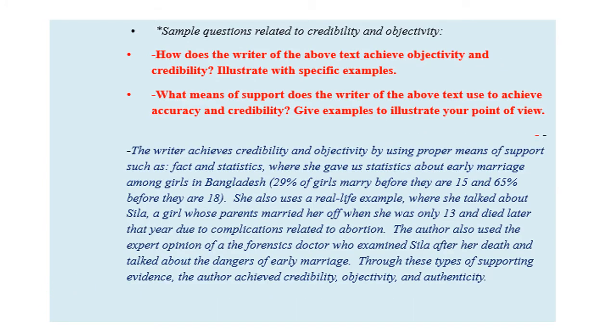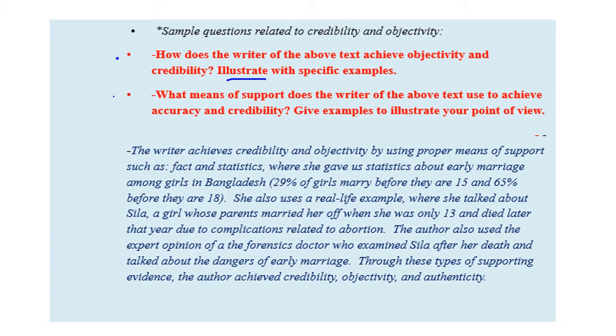Sample questions related to credibility and objectivity. How does the writer of the above text achieve objectivity and credibility? Illustrate with specific examples. Again, illustrate means explain by giving an example.